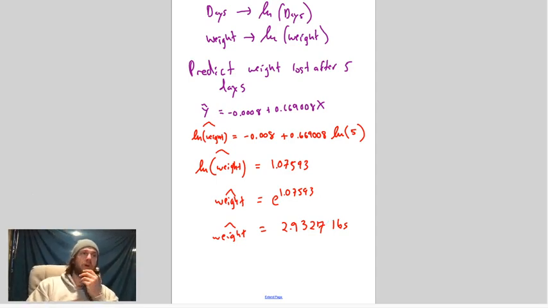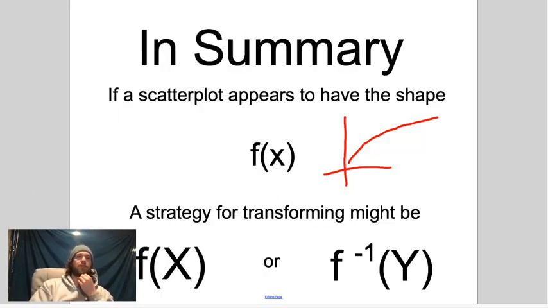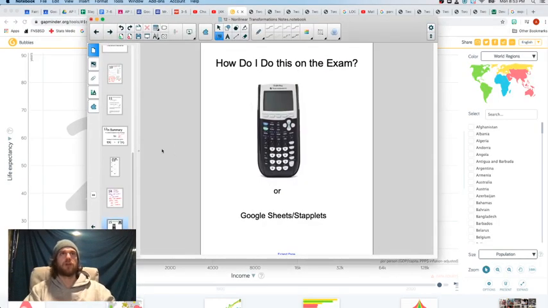All right, so hopefully that kind of strategy made sense with looking at a function and making your prediction. How am I expecting you to do this if this arises on the exam? They're probably going to give you the transformation that you need to do in order to make your predictions. So I'm going to show you what I do to transform.